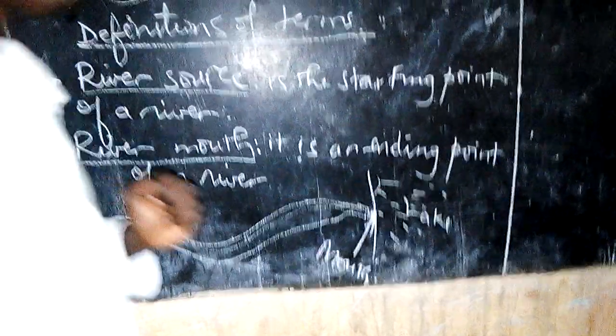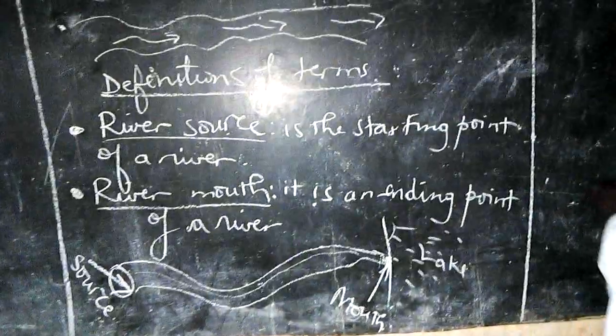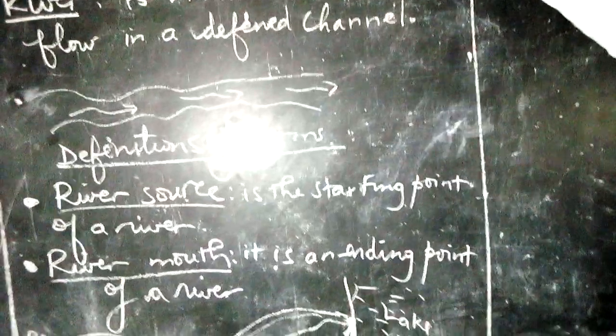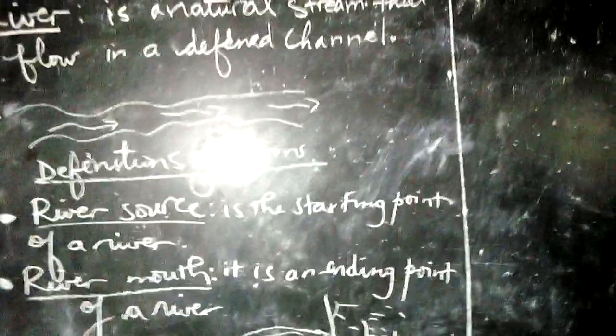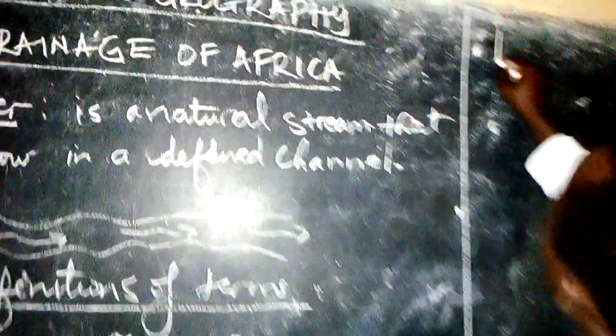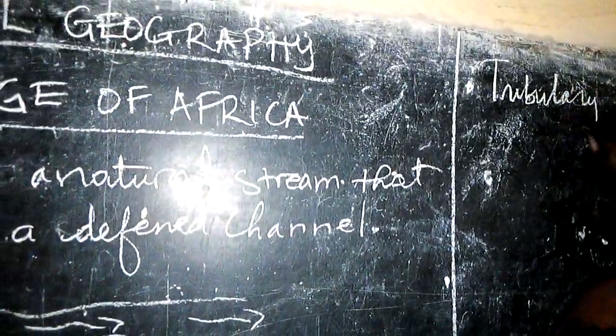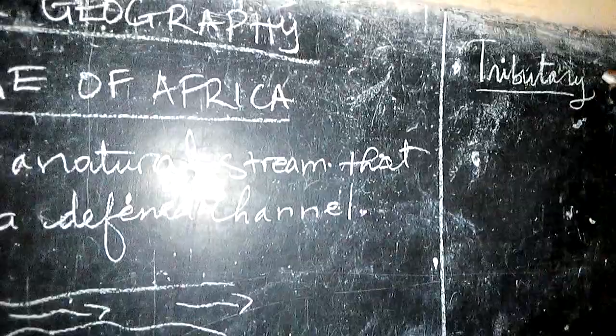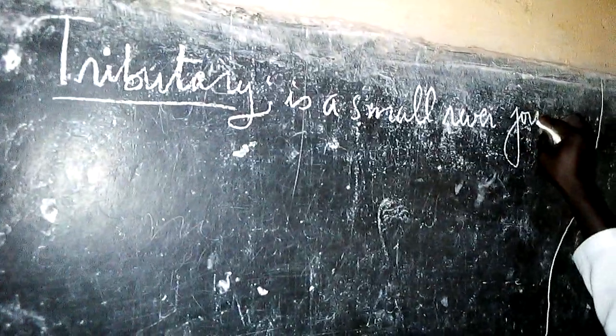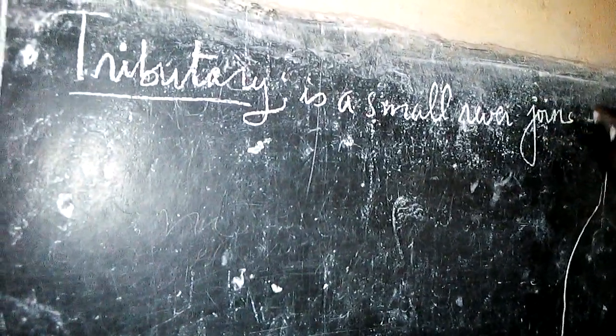And now, I want you to know also other definitions of terms relating to rivers. We have what you call a tributary. When you talk of a tributary, it is a small river that joins the big river.